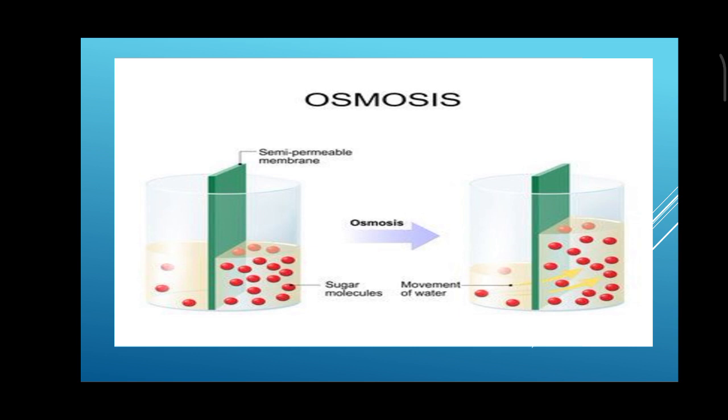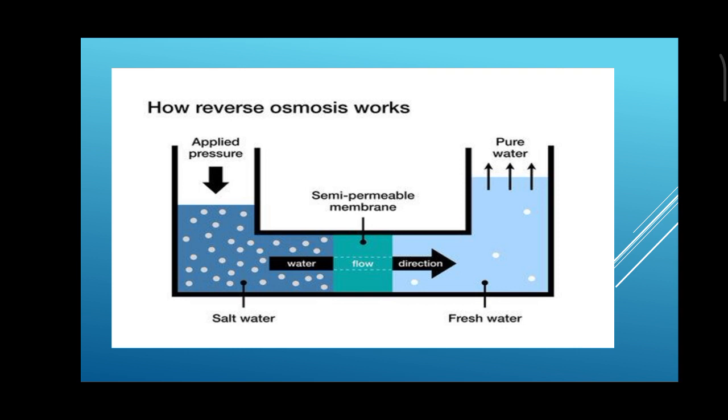So what is reverse osmosis? Here in this picture we have a salt solution, a solution involving salt molecules, and in the other area there is pure water, that is pure solvent, and these two are separated by a semi-permeable membrane. As we know, only pure solvent will pass through the semi-permeable membrane to the solution area, which has more solute particles.